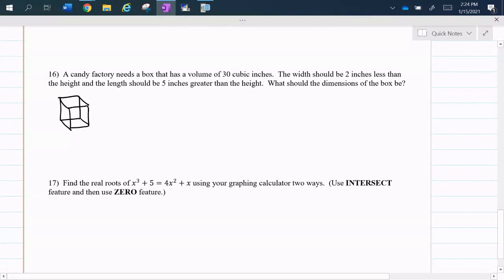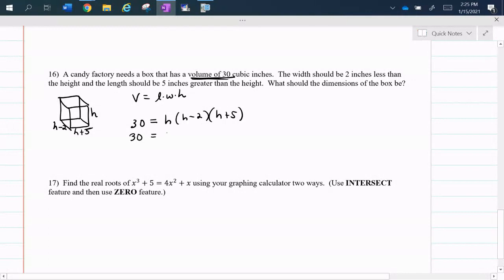So it says the width should be 2 inches less than the height, and the length should be 5 inches greater than the height. So I'm just going to call the height h. And so the width can be h minus 2, and the length can be h plus 5, the height plus 5. So now I know that the volume needs to be 30. The volume of the box is the length times the width times the height, isn't it? So I'm going to say 30 equals h times h minus 2 times h plus 5.